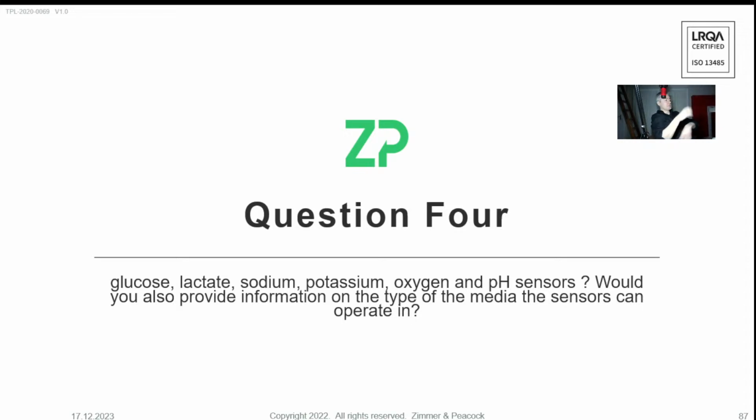Interstitial fluid, if you try to do continuous lactate monitoring, is the material that's just immediately underneath the skin. Sodium, we've definitely done sodium in sweat. We've also done sodium in urine. Potassium, we've definitely done potassium in blood. We've also done potassium in interstitial fluid.